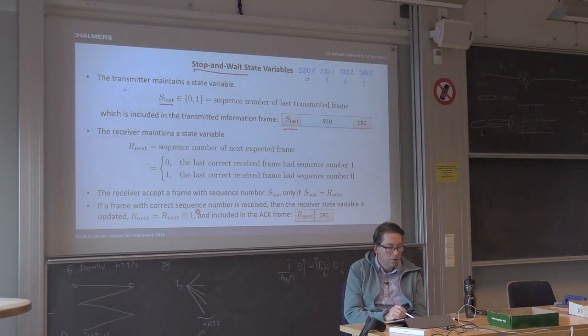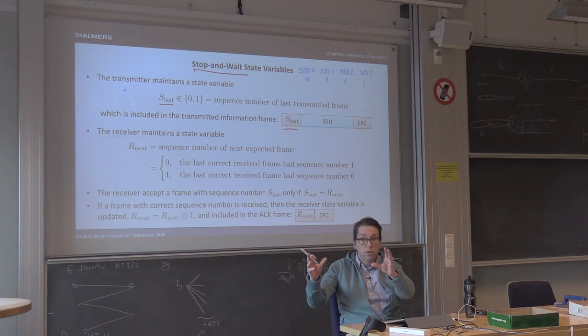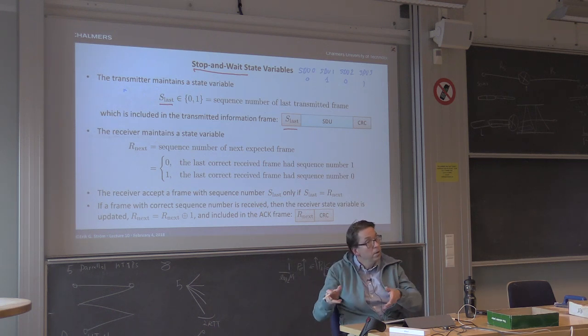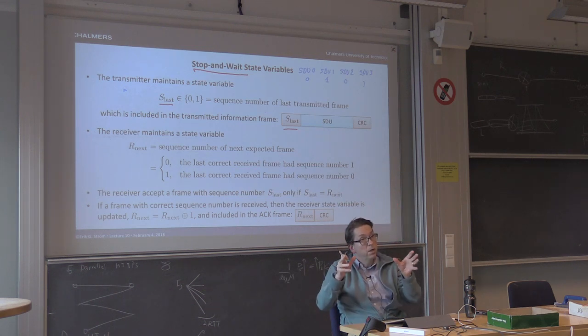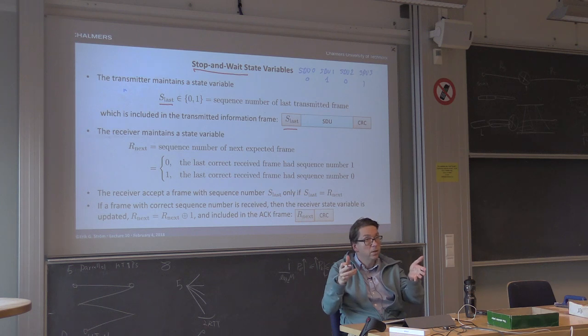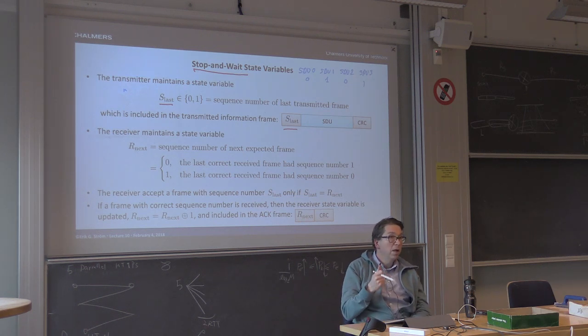If a frame with the correct sequence number is received, I check the sequence number, I'm happy with this, then I send it up, and then I need to send an acknowledgement to the transmitter. In that acknowledgement I include the number of the frame I would like to see next time, and the frame I would like to see next time is the next frame sequence.